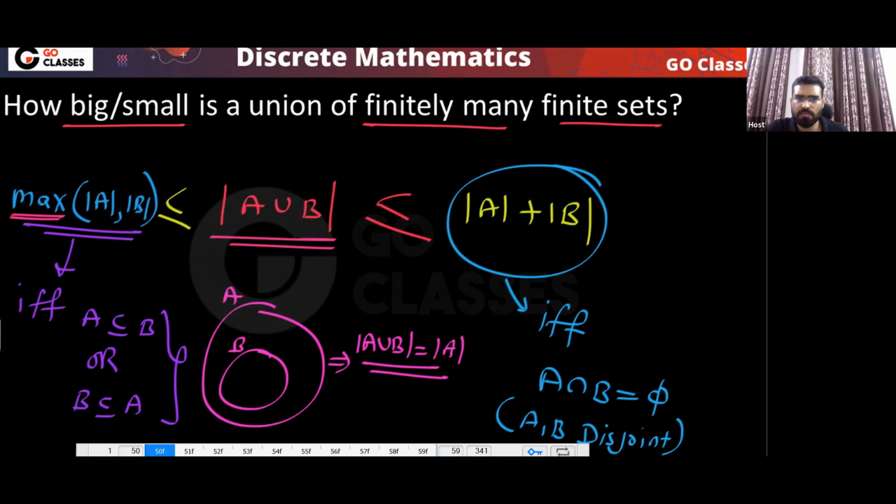Tell me, how big or small can the union be? The union can be biggest here, and this will be the least. The union cardinality will be between these two. Here A intersection B is B. In this scenario, A intersection B is B. So these are the two scenarios.